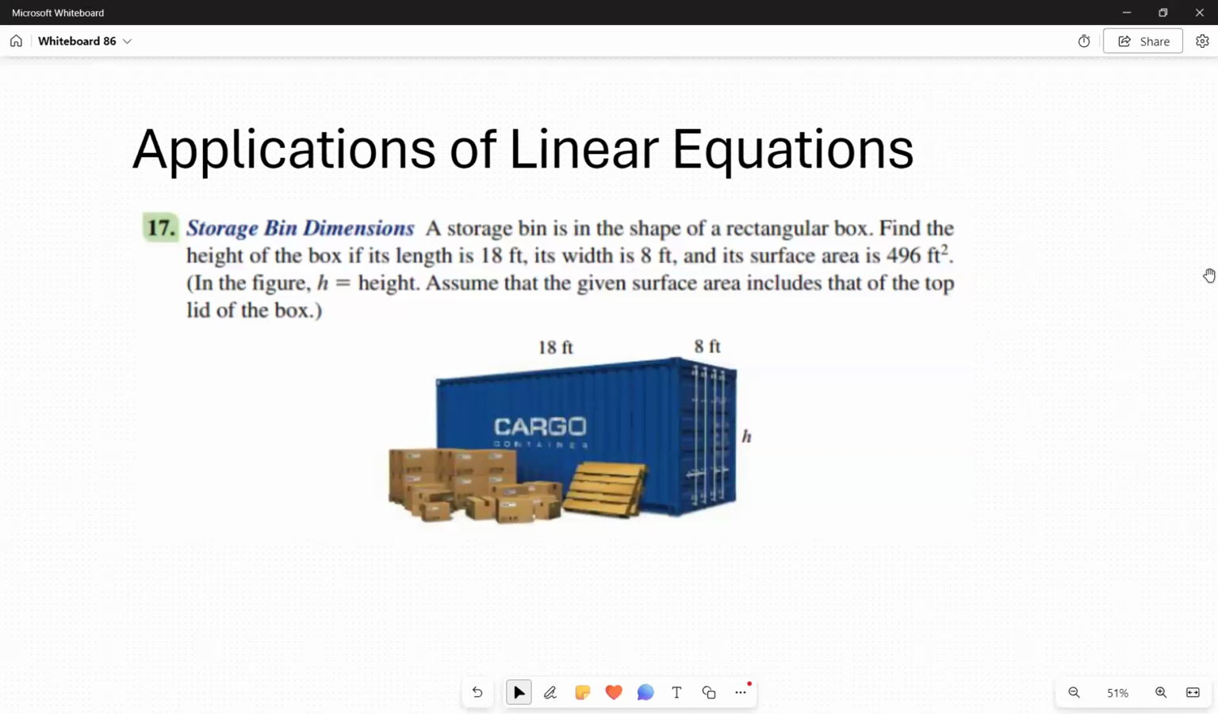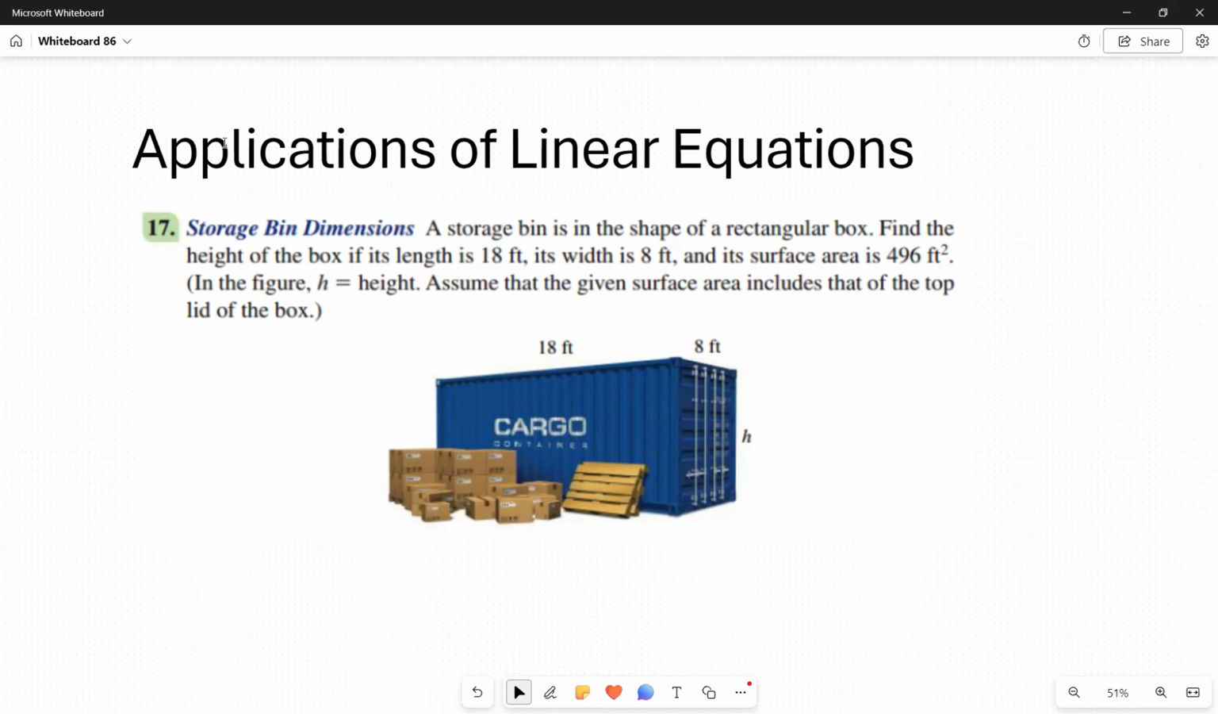Hello. In this video, I'm doing applications of linear equations to different types of situations: to geometry, to investment problems, and to motion. So the first application is to the volume of a rectangular box.